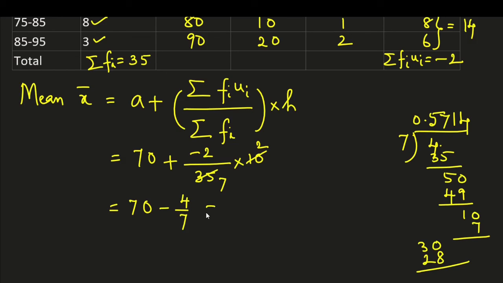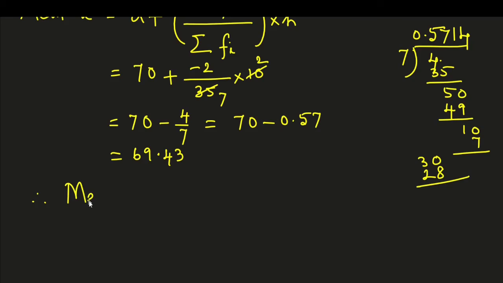Let us say it is 70 minus 0.57. So we get it as 69.43. Therefore, mean literacy rate is 69.43%.